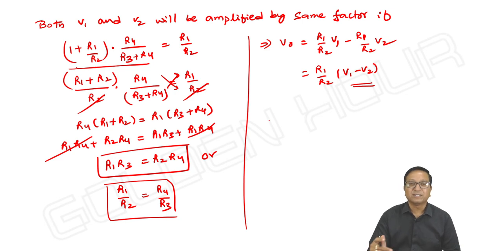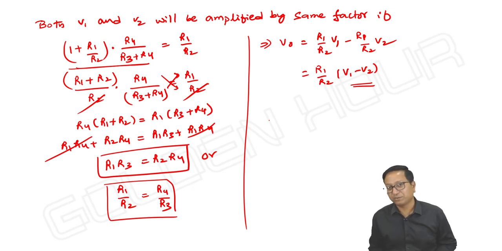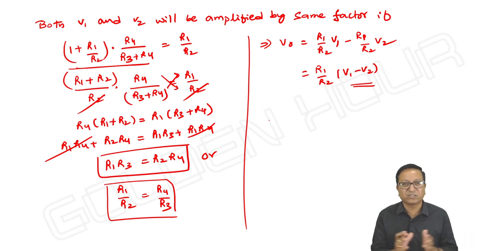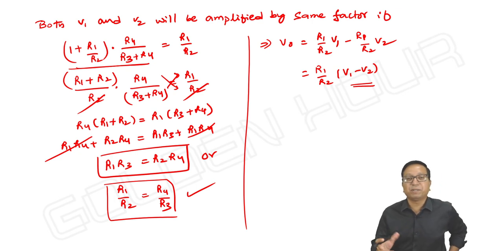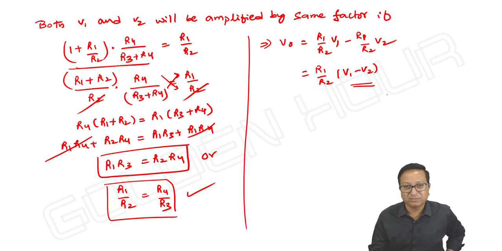Hence the name differential amplifier. The difference of V1 and V2, which is not possible in the previous case. You can see V1 and V2 are amplified by some factor, but the factors are not equal. But here, if this condition is met, then V1 and V2 will be amplified by the same factor. So it is known as differential amplifier.